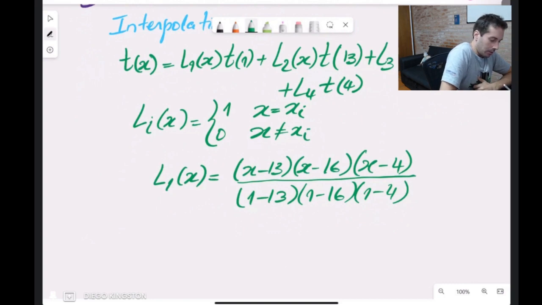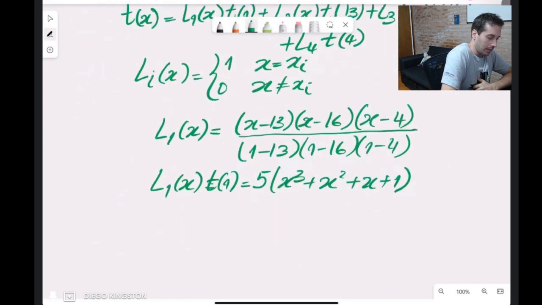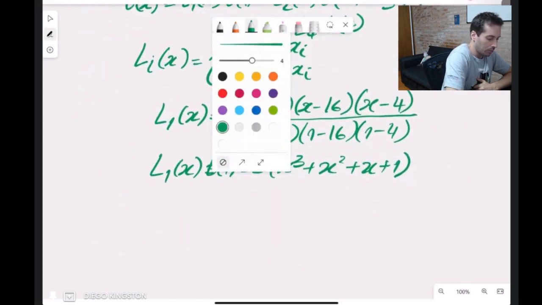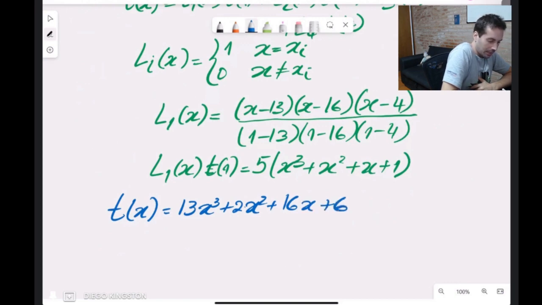And so, if we do the calculations, then L1 of x times t of 1 is simply 5x cubed plus x squared plus x plus 1. If we do all the calculations, then we obtain the trace polynomial t of x, which is 13x cubed plus 2x squared plus 16x plus 6.